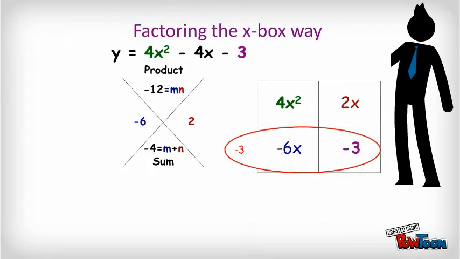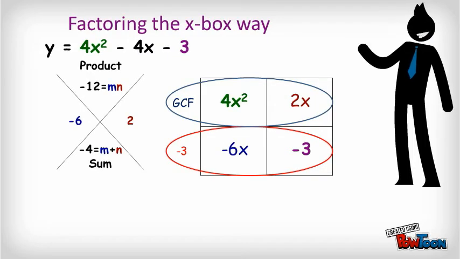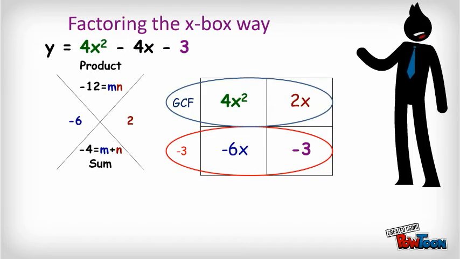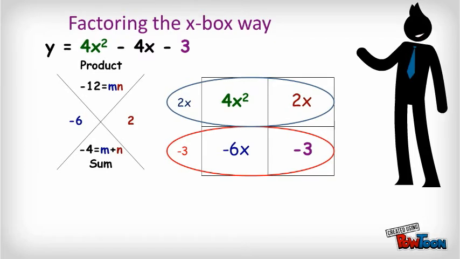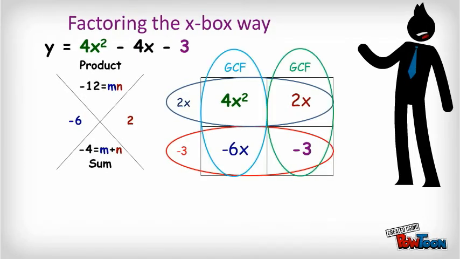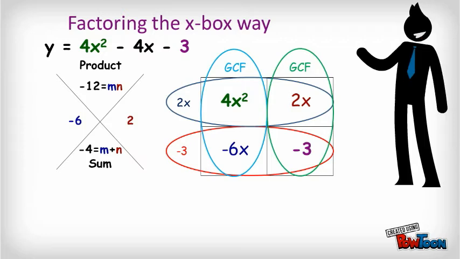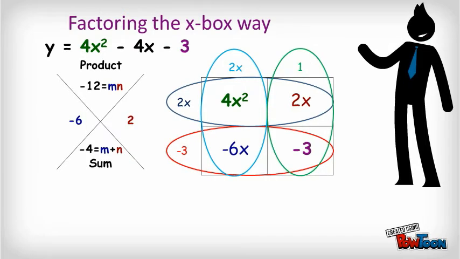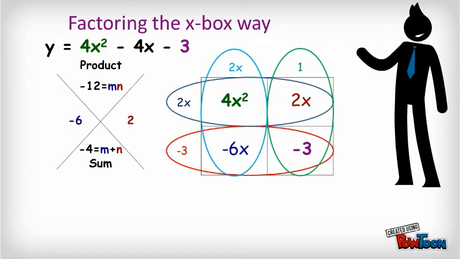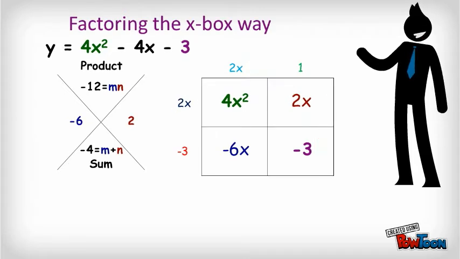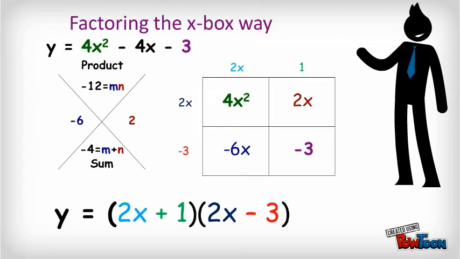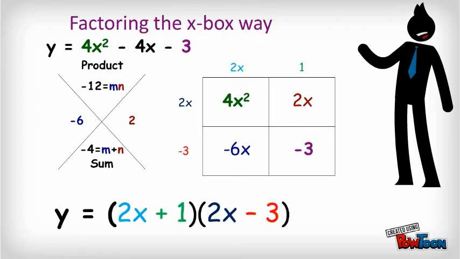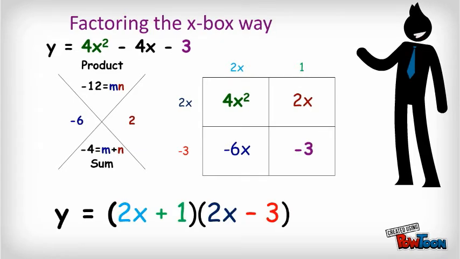Across the top of the box, the GCF is 2x. We're going to do the same for up and down. On the left up and down, the GCF is going to be 2x. On the right up and down is going to be 1. Now the answers across the top and down the side of the box are going to become the factored form of your quadratic. 2x plus 1 across the top and 2x minus 3 down the side, and those are our two factors. If you were to FOIL that out, you would get the original problem.